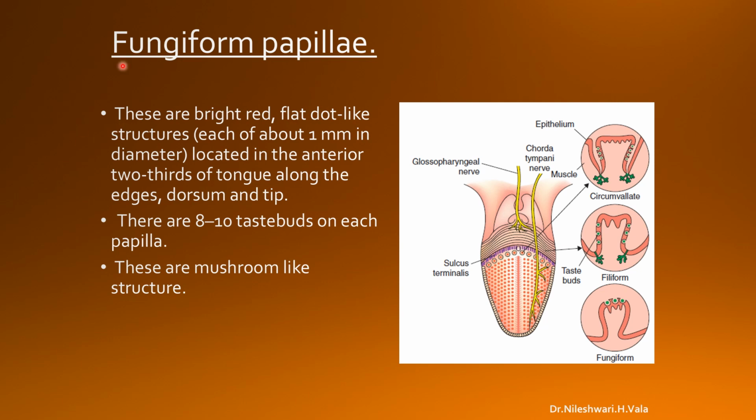Then fungiform papillae. These are bright red flat dot-like structures, each about 1 mm in diameter, and they are located in the anterior two-thirds of the tongue along the edge, dorsum and tip. There are 8 to 10 taste buds on each papilla, and they are mushroom-like structures.